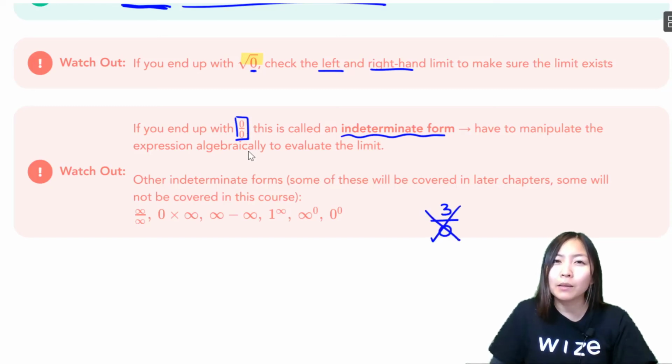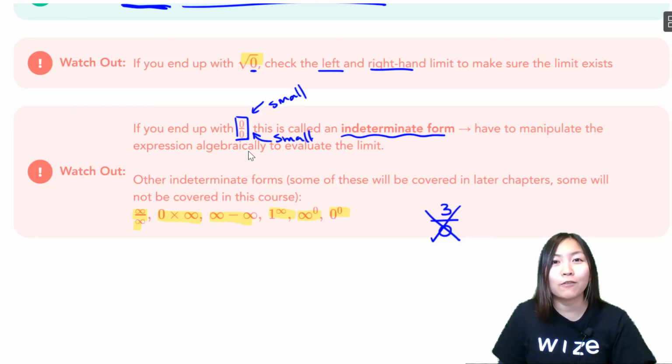But we're talking about limits here. So I'm not saying the number 0 divided by the number 0. I'm saying something really, really, really small divided by something really, really, really, really small. In that case, we don't know what happens. We have to do some work to evaluate the limit. There are other weird forms like this as well. There's 0 over 0, 0 times infinity, infinity minus infinity, and these exponent ones. Some of these we will cover in later chapters. Some of them we won't cover in this grade 12 course at all. You'll see it in first year university.